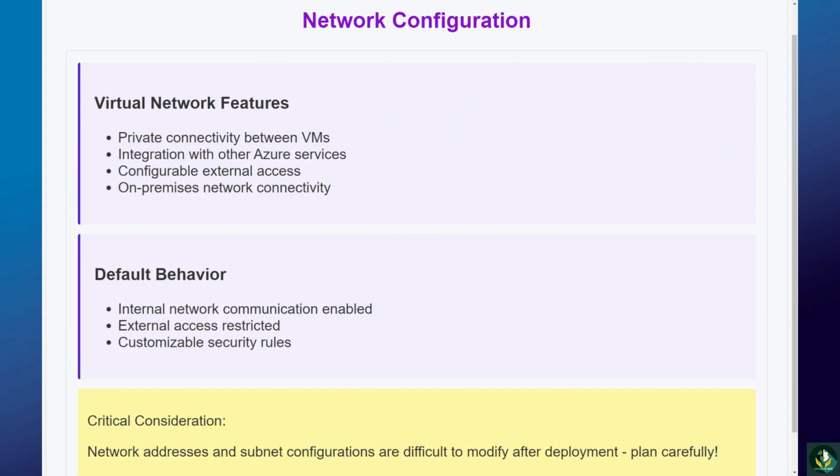Cost analysis forms a crucial part of VM planning. Review the pricing model for your selected VM size and estimate additional costs for storage, networking, and other associated services. Consider reserved instances for long-term deployments to optimize costs. Storage planning involves selecting the appropriate type and amount of storage for your VM. Azure offers various storage options, including standard and premium SSDs, with different performance characteristics and price points. Consider both the operating system disk and any additional data disks required for your workload.